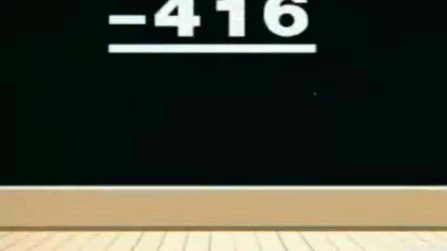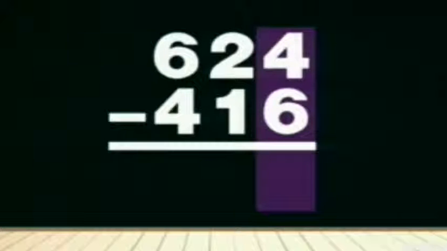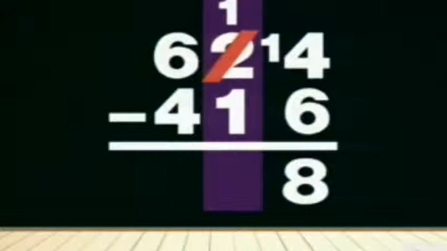Here's another problem that involves borrowing. Say the problem in the ones column. Can we work 4 minus 6? We can't work it, so we have to borrow. We rewrite 2 digits of the top number. What are those 2 digits? We rewrite 24. In the ones column, we have 14 minus 6. That's 8. Say the problem in the tens column.